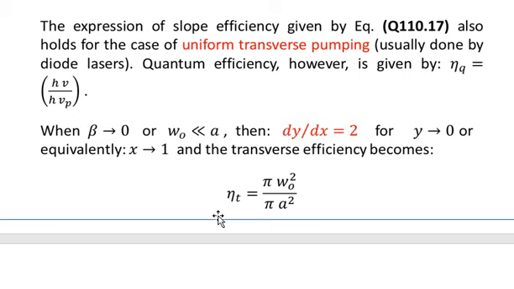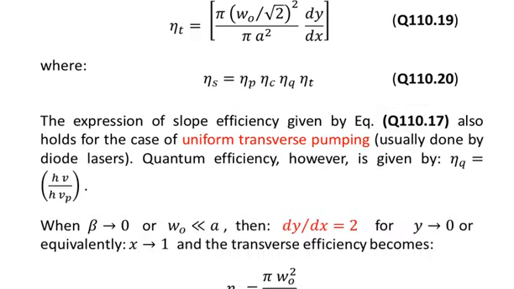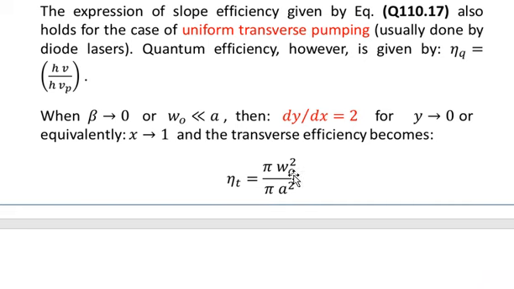So under that condition, we can write down the transverse efficiency, that is we have shown over here. This is the transverse efficiency. Under this condition, the transverse efficiency can be written as eta t, which is equal to pi omega naught square divided by pi a square, where a or W naught is the beam waist of the pump beam.